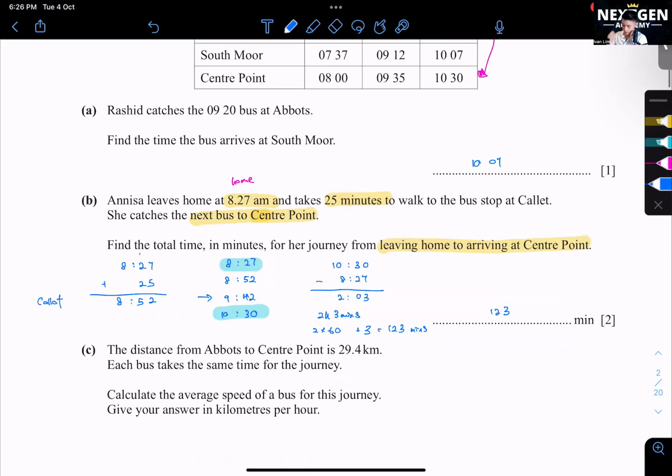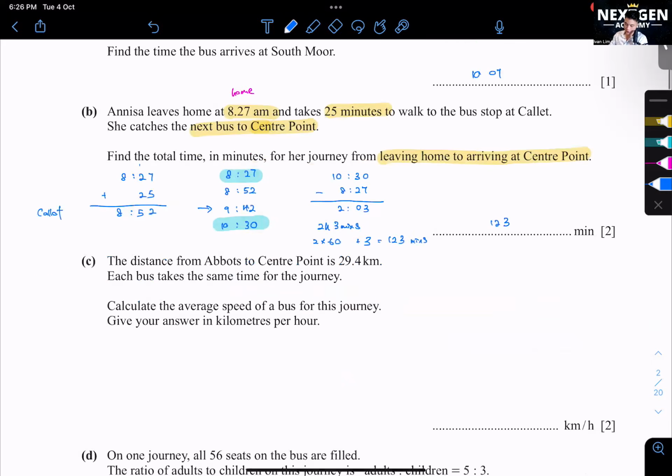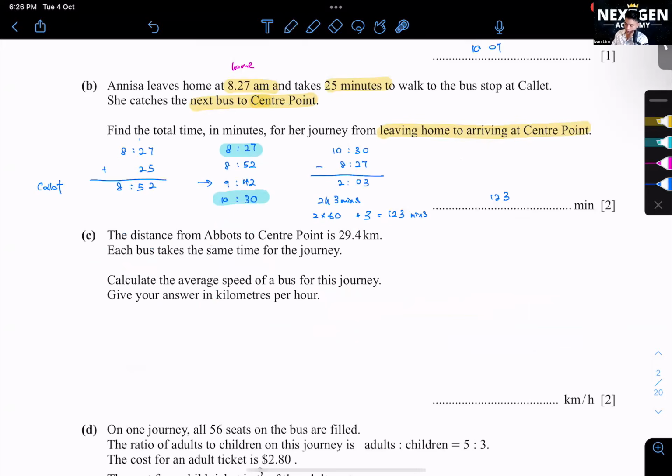All right. Question C. The distance from Abbott's, sorry if I don't know how to pronounce this, Abbott's to Center Point is 29.4 km. Each bus takes the same time for the journey. Calculate the average speed of a bus for this journey. Give your answer in kilometers per hour.